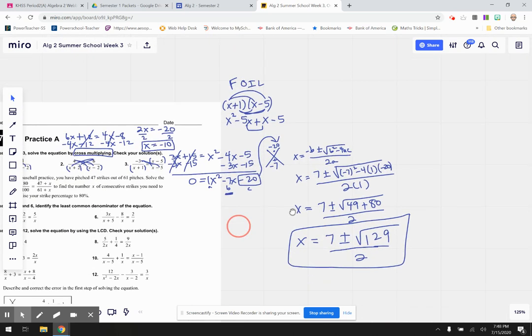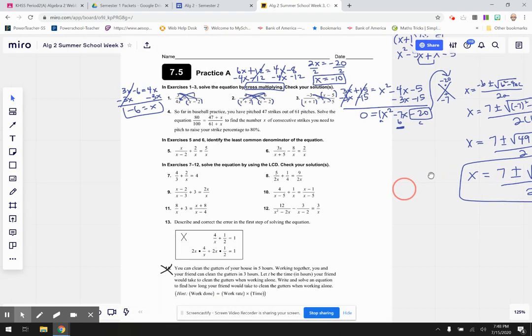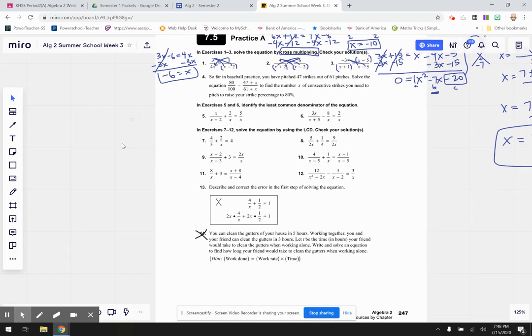All right, so if you need to stop the video to copy that down, you can. Your first assignment is just to copy these notes. So if you just copy those down, you'll have it.